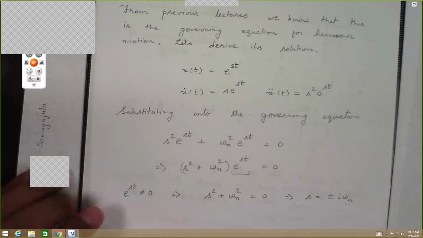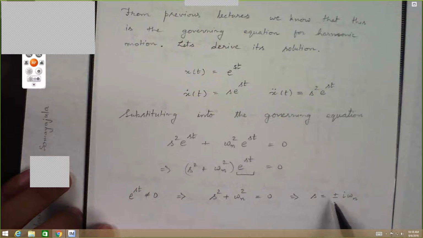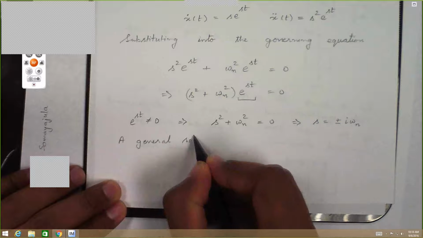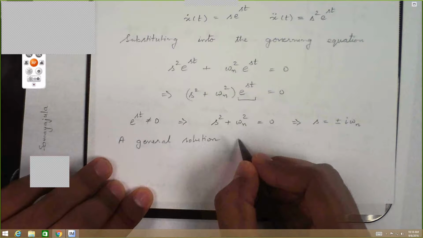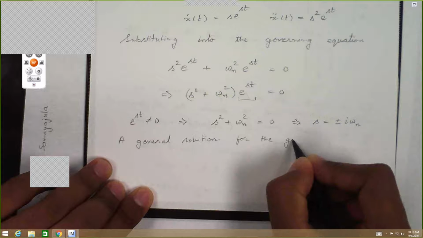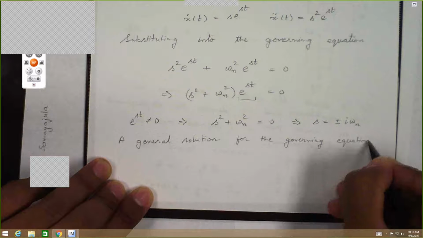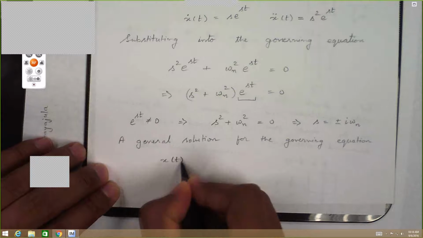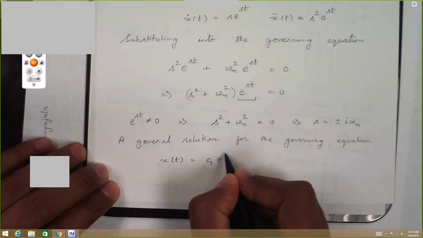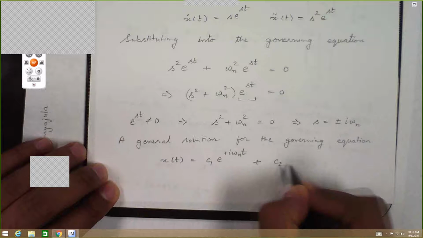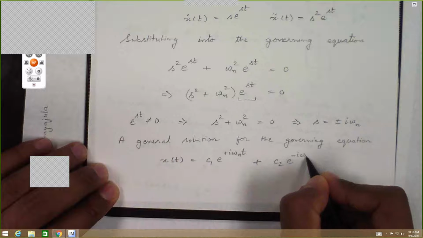So there are two possible solutions, e to the power plus i omega n t and e to the power minus i omega n t. So the general solution for the governing equation is given by x of t equal to c1 e to the power plus i omega n t, the first solution, plus some constant times the second solution.